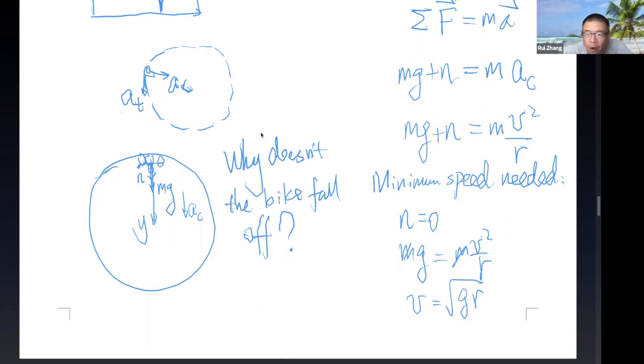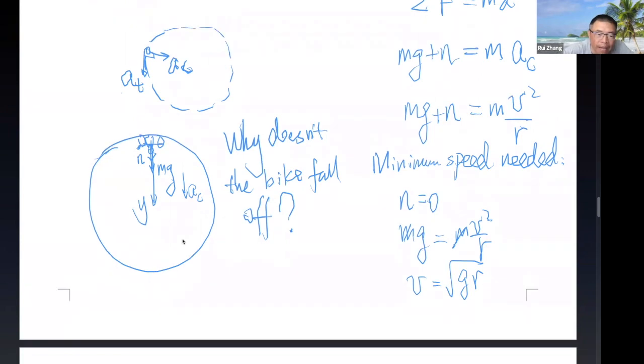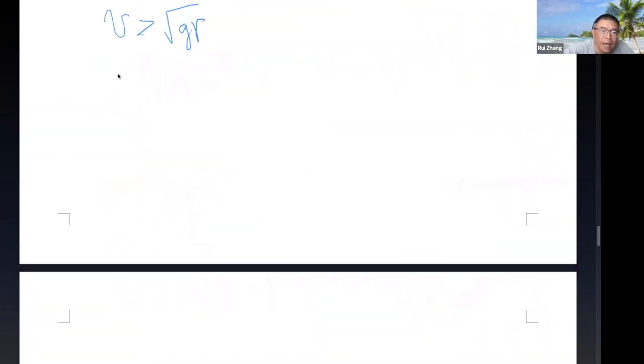So instead of falling down, instead of giving us a linear acceleration going downward, it gives us a centripetal acceleration that keeps this thing rotating, okay? So to have a net force going down doesn't mean that you have to have a motion going down. So you could have a force going down, but not a motion going down, okay?